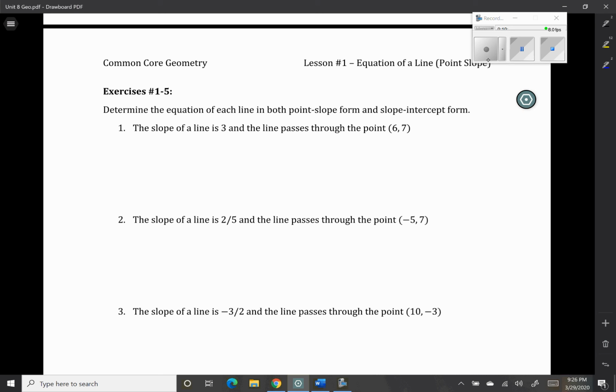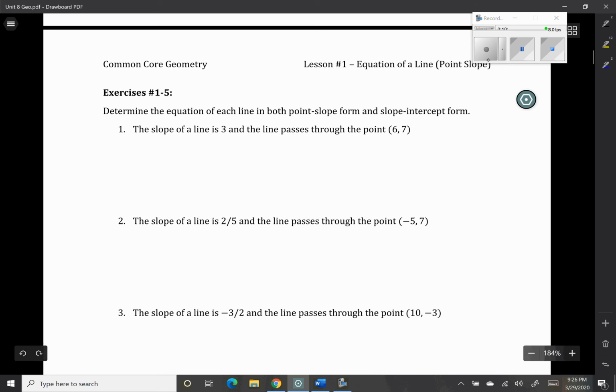All right, so hopefully you paused the video and you tried 1 and 2. Let's see how you did. So it wants us to write each one of these in point-slope form. Point-slope form is this new form, and then slope-intercept form, right? That's our y equals mx plus b form. So we're asking you to do both.